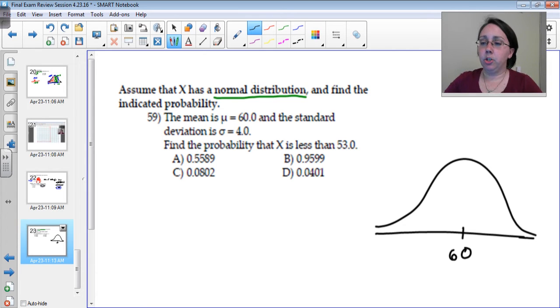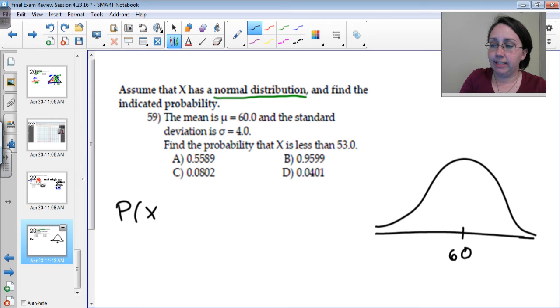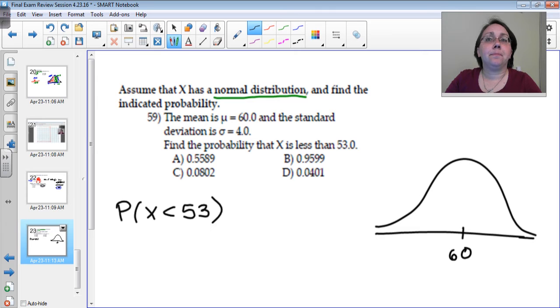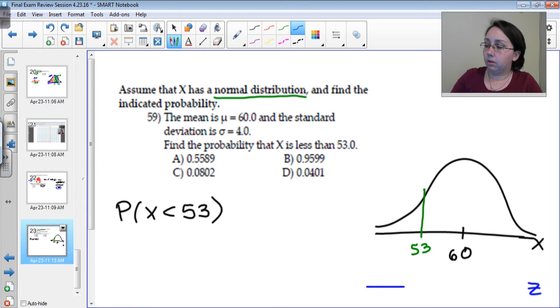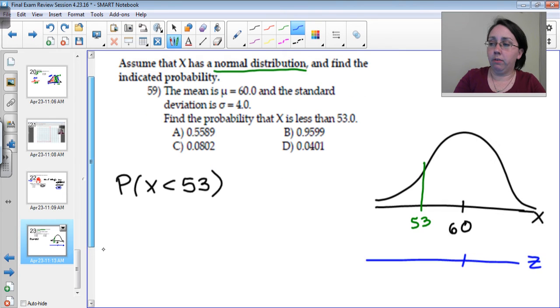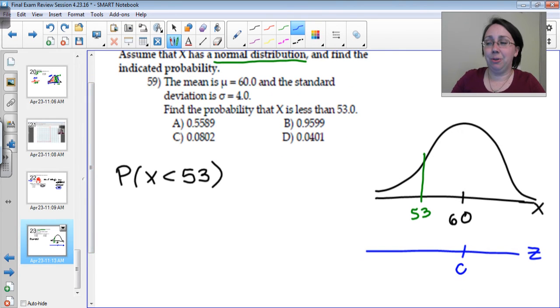All right, so how do we find the probability that x is less than 53? Before I convert it, I'm going to put it on the bell curve so I know where it is in relation to the mean. Where is it on my bell curve? To the left of the mean, because it's smaller. These are my x values. I have to convert those to z-scores. What will the 60 become when we convert it to a z-score? 0. Very good. The mean of z-scores is 0.